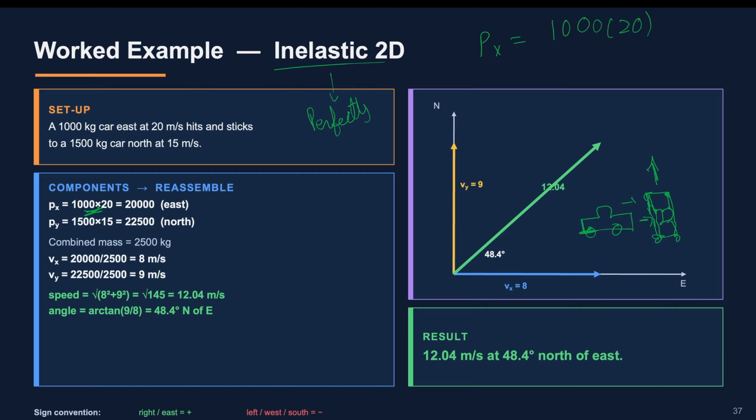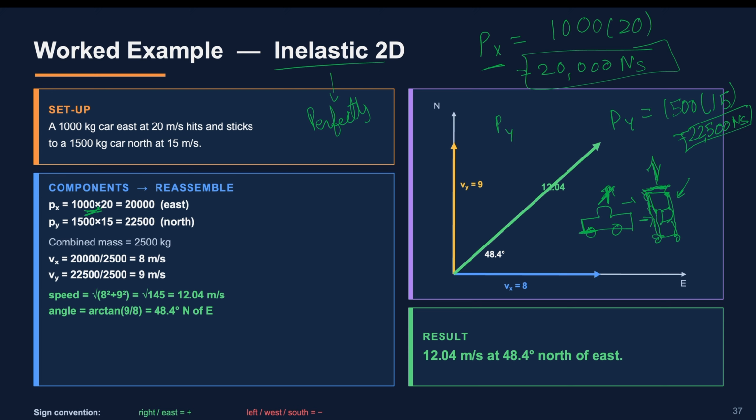So Px should be what? Well, this car is only providing a vertical momentum, right? Because it only has the northward or upward momentum here. The x momentum is coming from Px, which is 1000 times 20, or 20,000 Newton seconds. Okay? Now, what about Py? Well, this car has no y component, right? That component is coming from this car that's going northward, which is going to be about, what is the mass of this car? 1500 times 15, or 22,500 Newton seconds to the north.